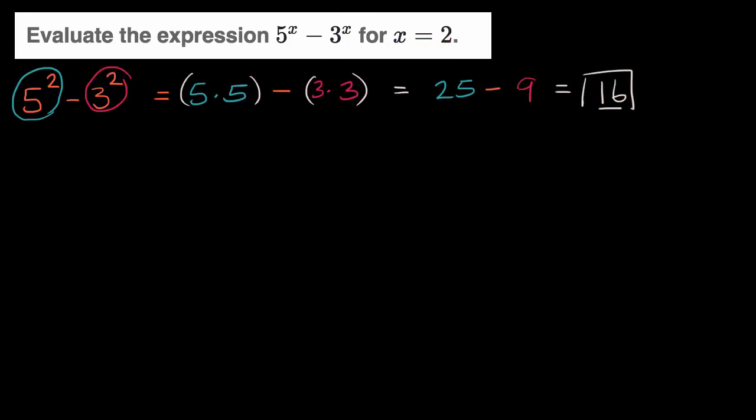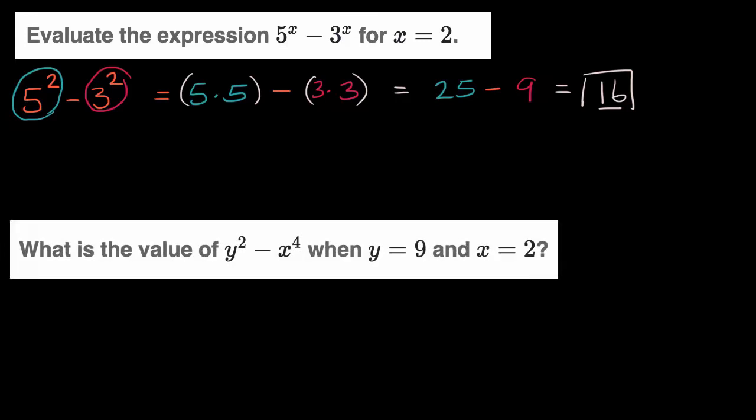Let's do another example. So now we are asked, what is the value of y squared minus x to the fourth when y is equal to 9 and x equals 2? So once again, pause this video and see if you can evaluate that. All right, so here we have variables as the bases as opposed to being the exponents, and we have two different variables. But all we have to do is wherever we see a y, we substitute it with a 9, and wherever we see an x, we substitute it with a 2.